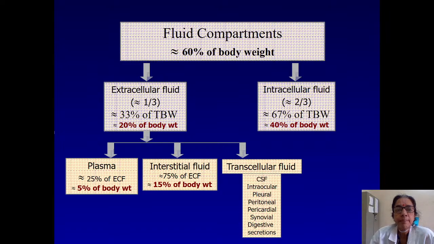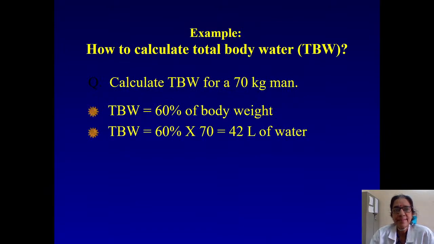Coming to the next slide. Example. I told this in the beginning itself: how to calculate the total body water. Calculate the total body water for a 70 kg man. Total body water is 60% of his body weight, so 60% of 70 is 42 liters of water. If the person is about 60 kilos, that will be 60% of 60, 36 liters of water. So for an average young adult male of about 70 kilos, his body water will be 42 liters.